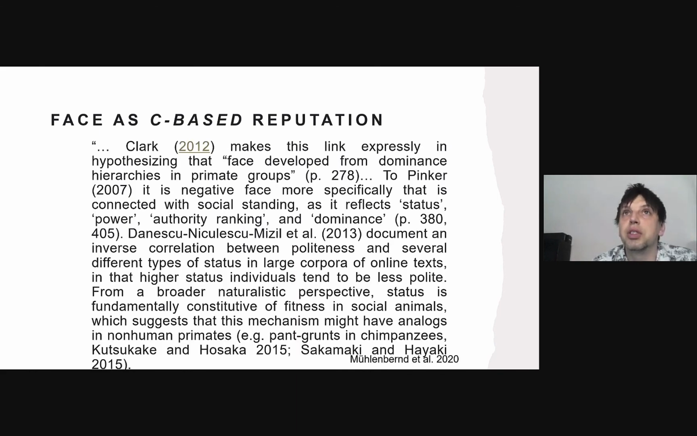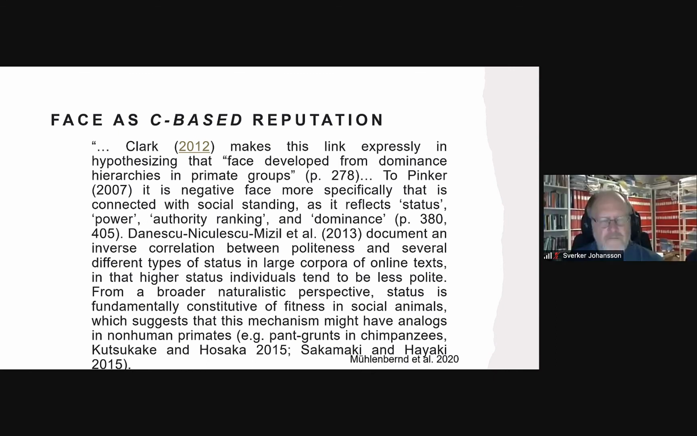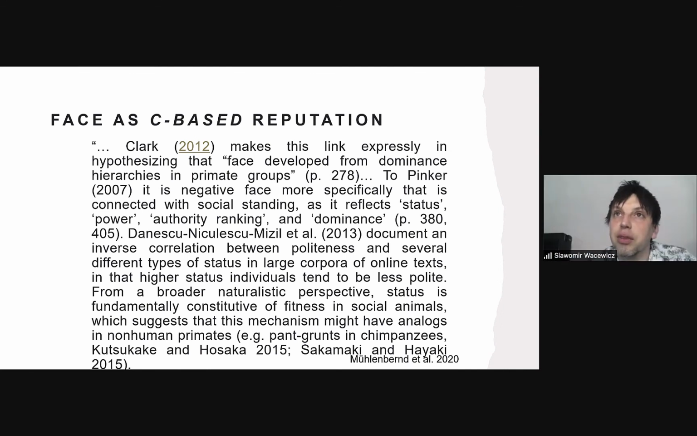Another example is another quote from our recent paper that sums up some correspondences between face and competence-based reputation specifically. And I will probably need to hand over to Monika at this point for conclusions.